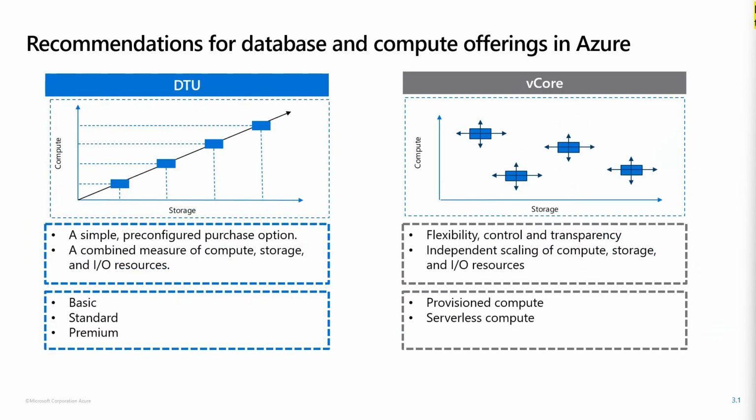Let's review the recommendations for database and compute offerings in Azure. We mainly have two models that we apply here: an older one, which is the DTU model, and a newer one, which is the vCore model. If you look into the DTU model, we have 3 tiers available: basic, standard, premium. They are all configured with a dedicated allocation of compute resources together with storage and IOPS. It starts with basic, only 5 DTUs. That's a unified measurement that we apply here for compute, storage, and IO.